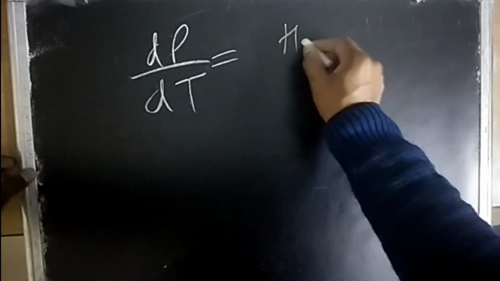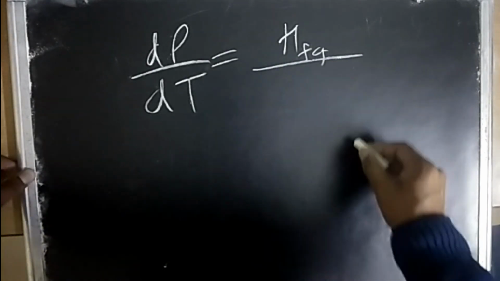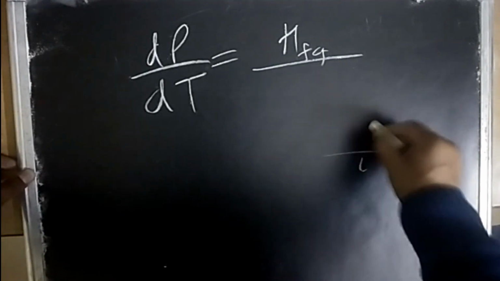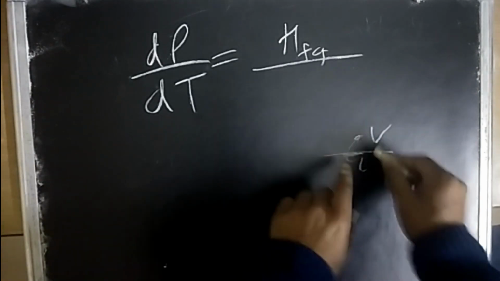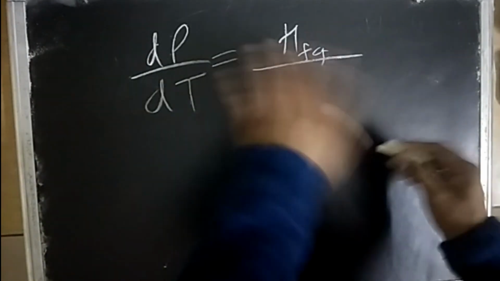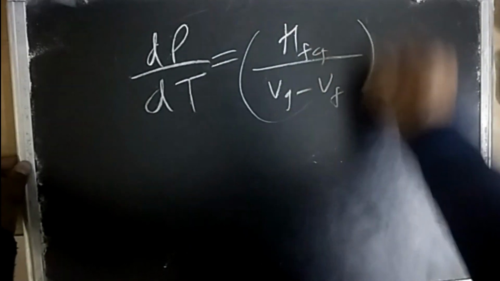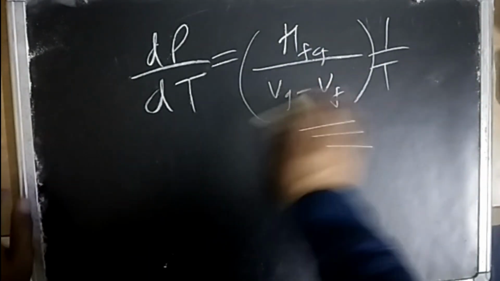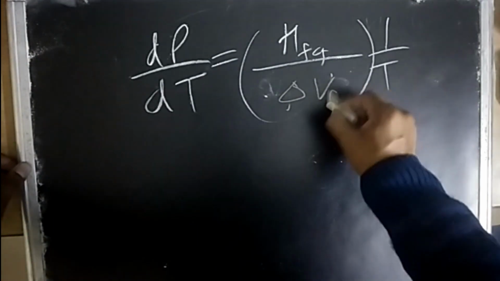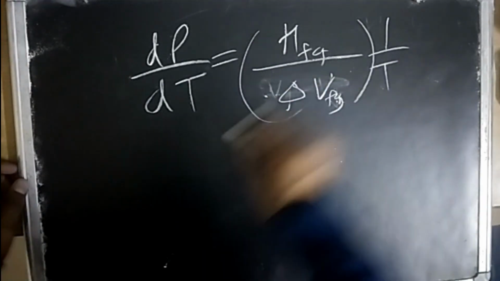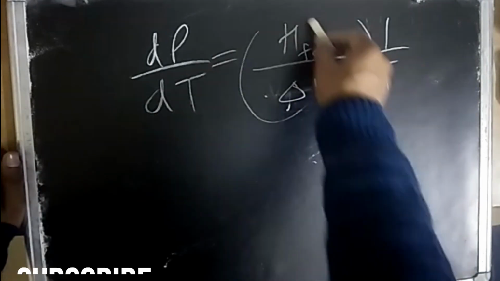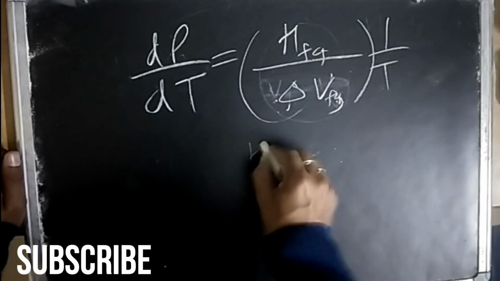Let me tell you one more thing, that is the Clausius-Clapeyron equation. dP upon dT is equal to H of fusion, like the vaporization, from liquid to vapor. How much energy is needed here, HFg, upon Vg minus Vf, into 1 upon T, that is delta Vfg into T. One way to remember this is that T is there, and H upon V is kind of like P, because H is U plus PV.